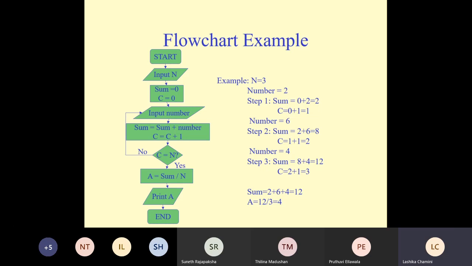So the condition is satisfied, so we go with the yes flow, and here we can calculate the average by dividing the sum by the value of n. So the sum is 12 and the value of n is 3. So we are getting A as 12 divided by 3, which is equal to 4. After this, we can print the value of A and end the program.